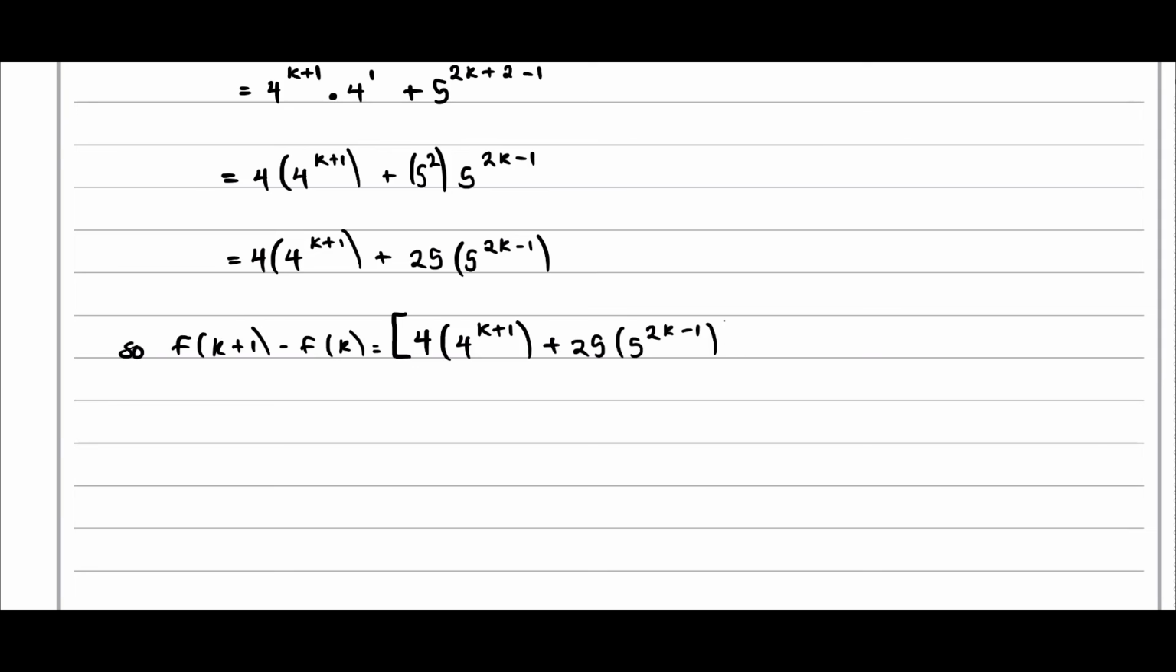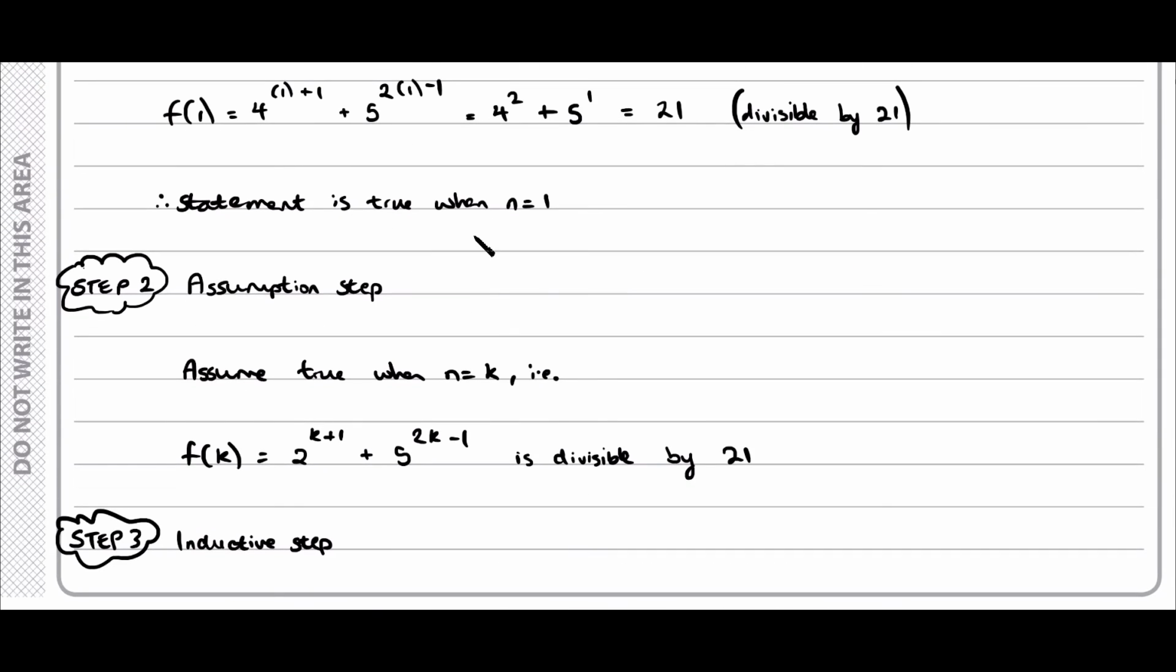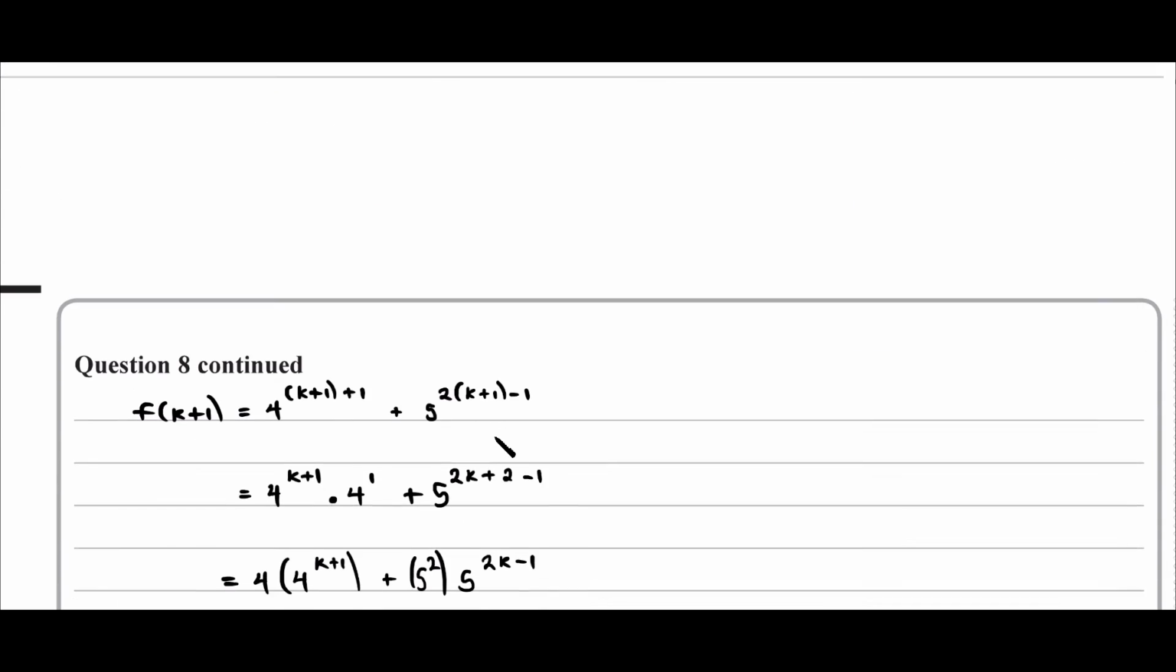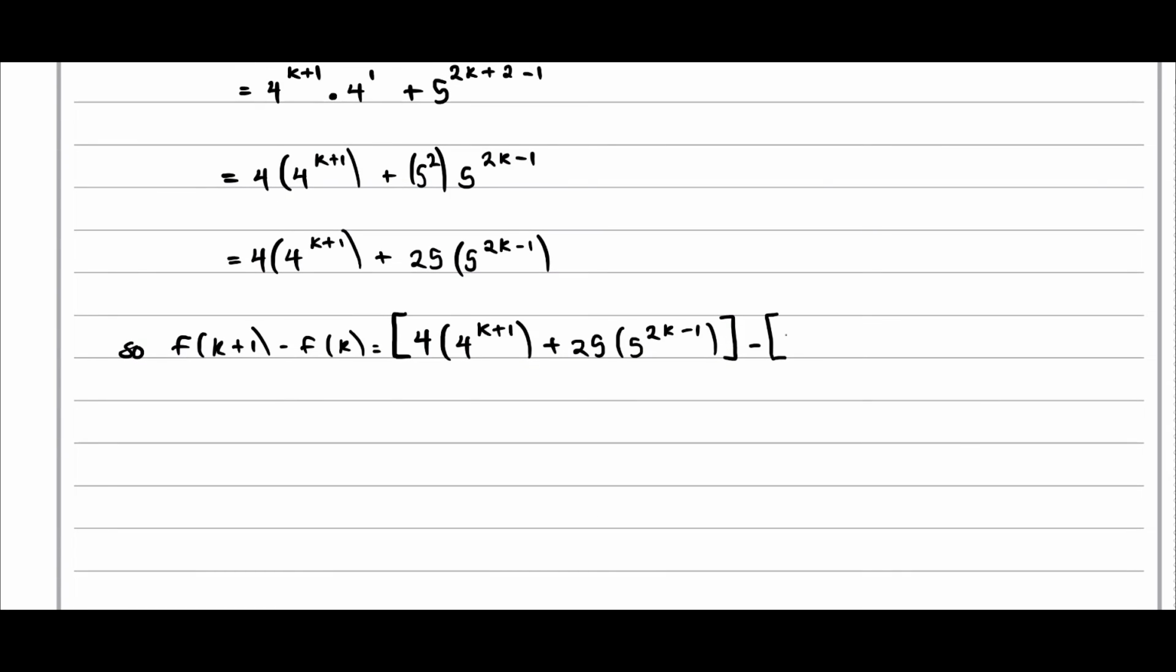And then f of k, that f of k is equal to 2 to the power of k plus 1 plus 5 to the power of 2k. Sorry, we have 4 over here. I don't know how I missed that, I'm sorry. We have 4 to the power of k plus 1 plus 5 to the power of 2k minus 1.